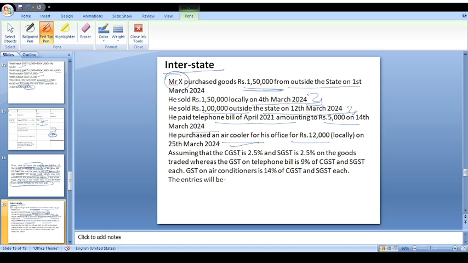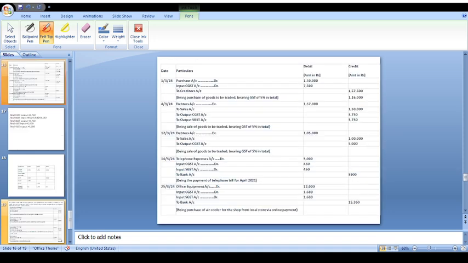And here assume that CGST and SGST both are 2.5% on goods traded, whereas GST on telephone bill is 9%, CGST and SGST, and GST on air conditioner is 14%, CGST and SGST each. Now what will be the entries? First, you have to pass the entry of 1st March when Mr. X purchased goods. Purchases account debit 1,50,000 and input CGST 2.5%.